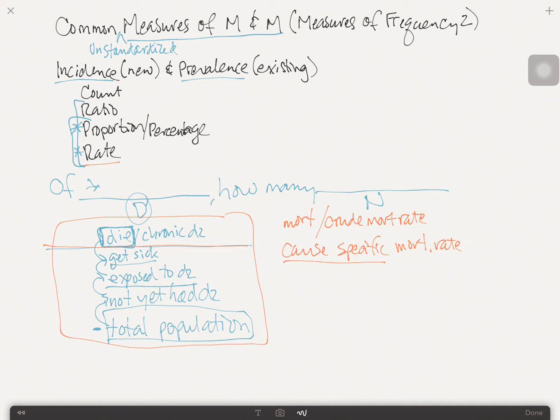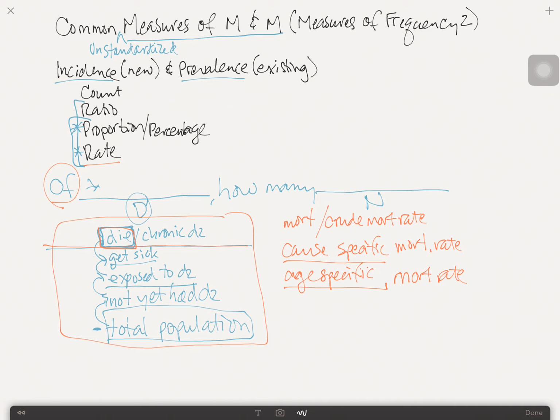We can also do age specific. And so remember, here we're of all of those people who are a specific age, let's say 45 to 54, or of all those who are age 65 and older, how many die in that particular year? So knowing what your denominator is and what it is that you're measuring for the numerator can help you figure out exactly what it is that you're after.